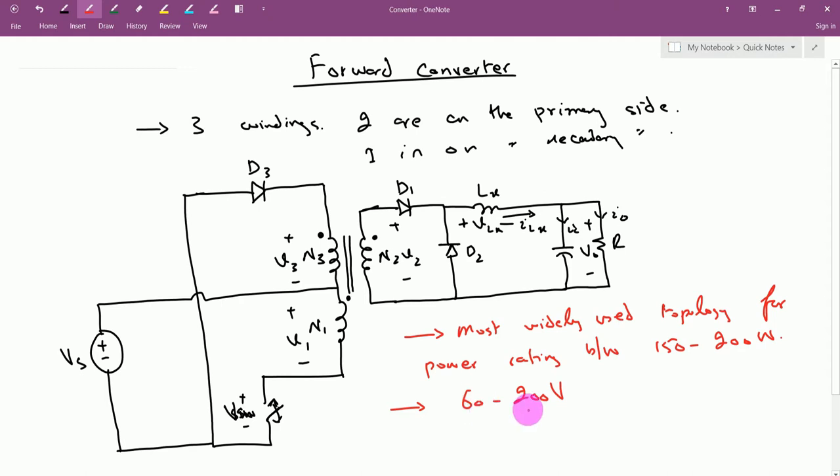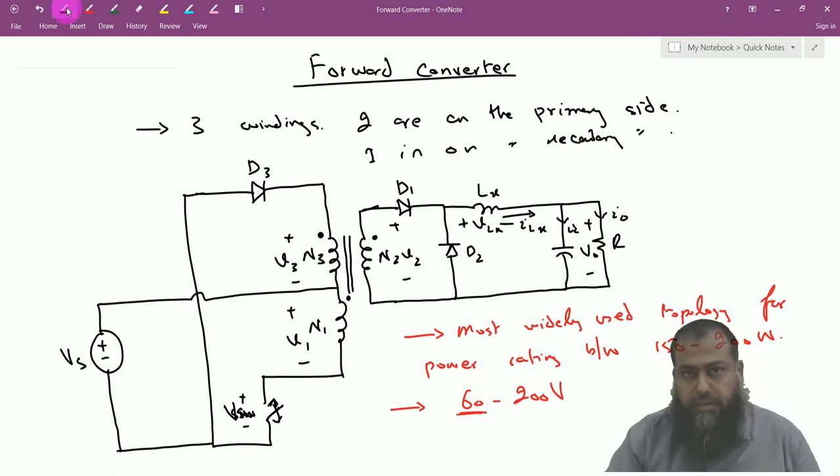Beyond 200 volts, the voltage stress on this switch becomes excessive, and therefore we restrict it to a maximum of 200 volts. And if we reduce it to less than 60 volts, then the input current becomes excessive, and that again creates excessive current stress on this particular converter switch.